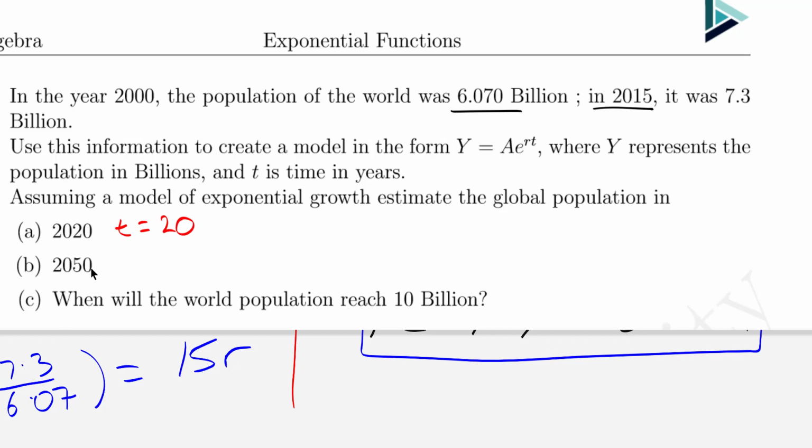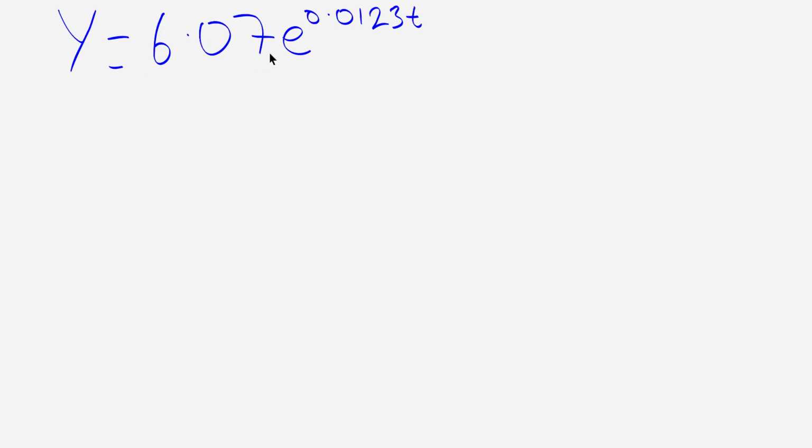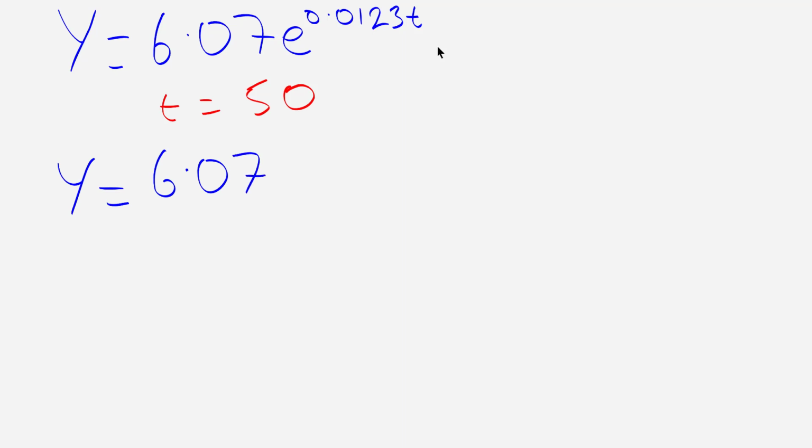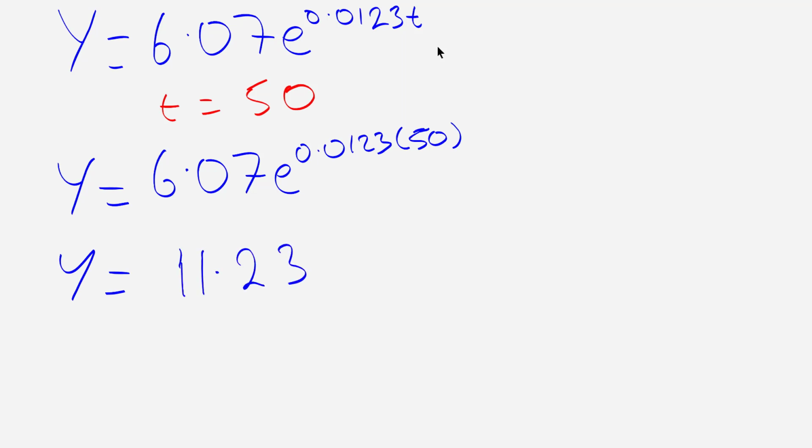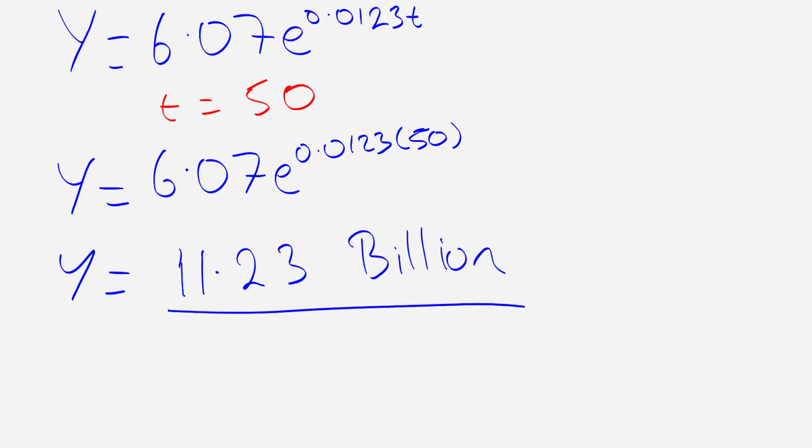Looking at part B of the question, estimate the population in 2050. In other words, what will the value of y be when t is equal to 50? Similar idea. We have the function y equals 6.07 e to the 0.0123t, and we want to know what is y when t is equal to 50. So once again, this is just a case of filling in 50 instead of t. So 6.07 e to the 0.0123 times 50. And once again, you can type that into your calculator and you will get y is equal to 11.23. And remember, that is in billions. So that is 11.23 billion. That is our answer to part B.